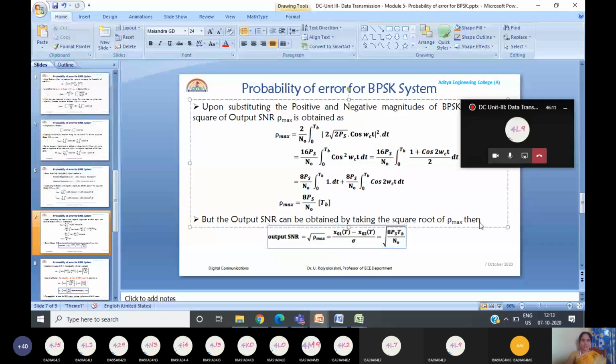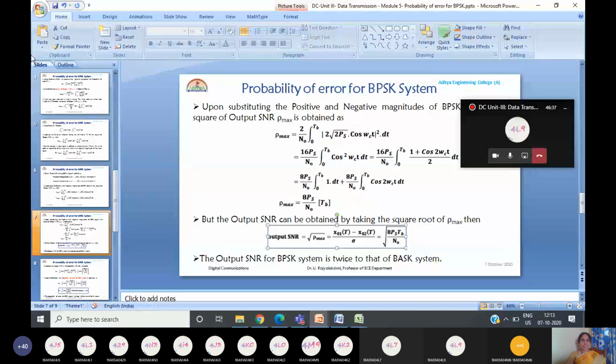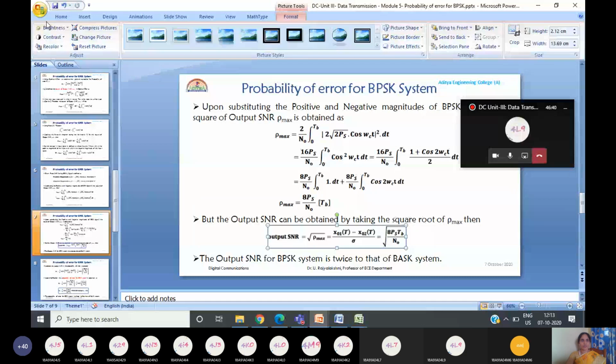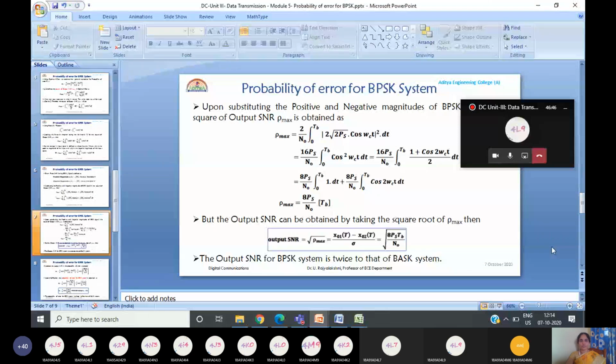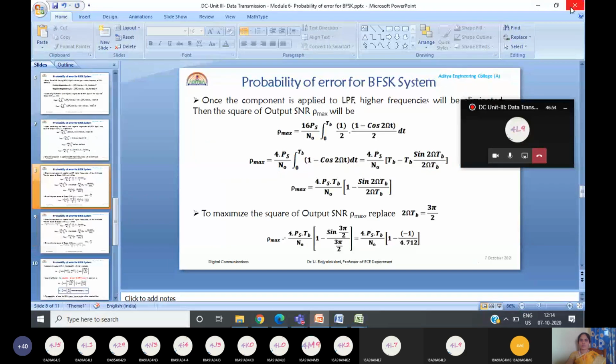Now I will add that point here. So the output SNR for the BPSK system is almost twice that of the BASK system. Okay, with this we can conclude our module. Now let us move to the BFSK. So with this we can close our BASK. Okay, next is BFSK.